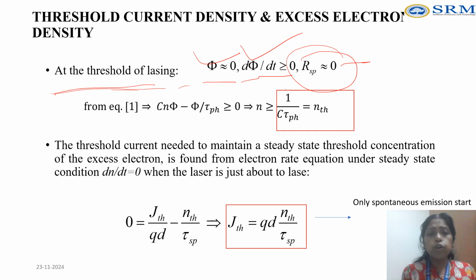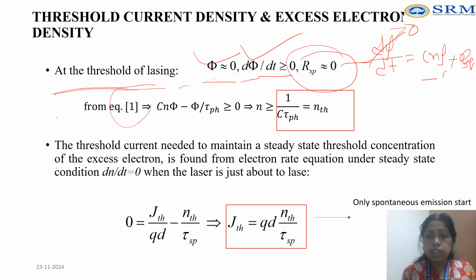So if you substitute into the first equation, the photon rate equation, with phi equal to 0, what was the first equation? d phi by dt is equal to C n phi, and the other two terms, R sp and minus phi by tau ph. If d phi by dt is 0 and R sp is 0, then C n phi minus phi by tau ph is greater than or equal to 0.